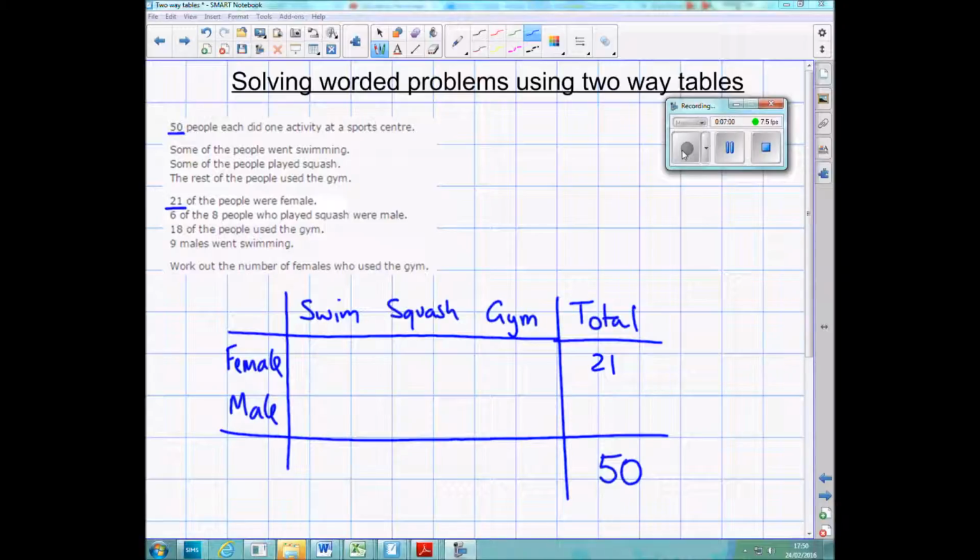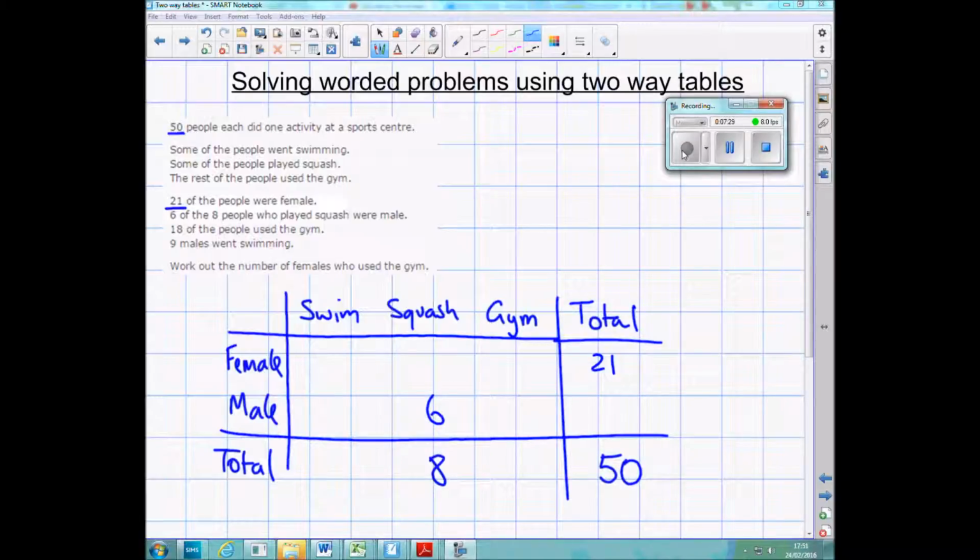Now then, we've got this complicated one where 6 out of 8 people who played squash were male. So this again, if you remember, one of those is the total of the people who played squash. And it only makes sense that the total of the people that played squash should go down the bottom here, and it's the bigger number, 8. So 6 of those 8 were male.